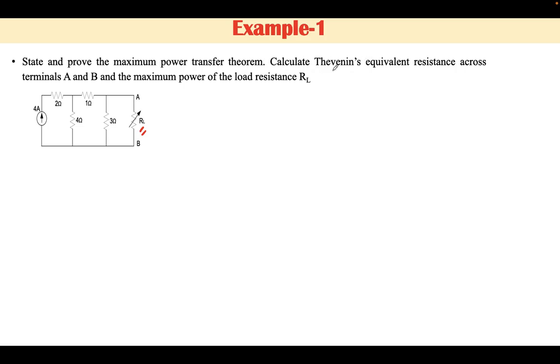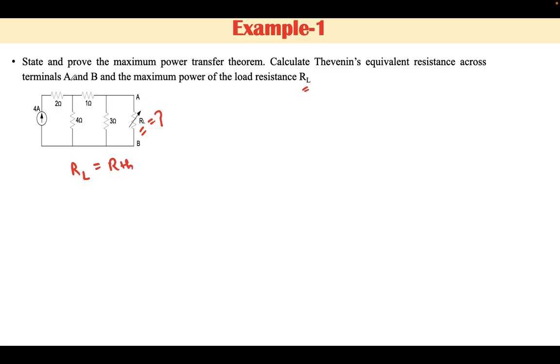Calculate the Thevenin equivalent resistance across terminals A and B and the maximum power of the load resistance RL. Here RL is unknown and that's what we have to calculate. For the maximum power transfer theorem, by definition, we know that for a load the maximum power can be transferred when the load resistance becomes equal to the Thevenin equivalent resistance of the rest of the network.